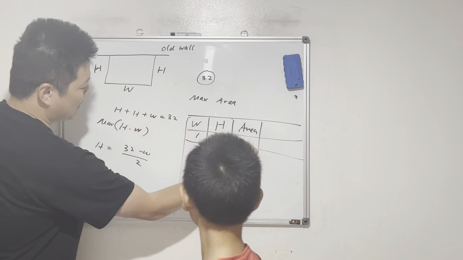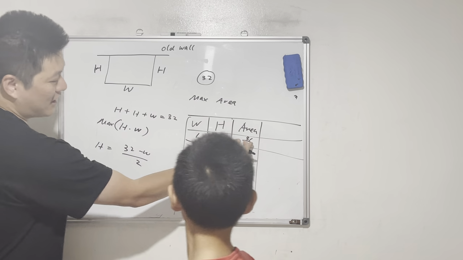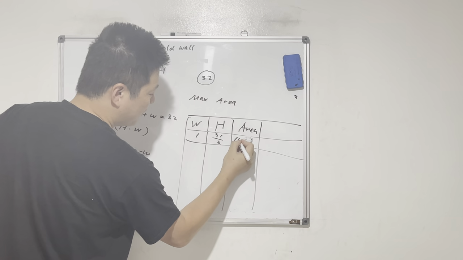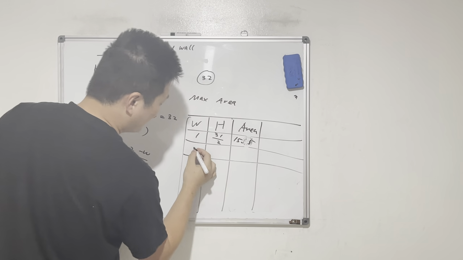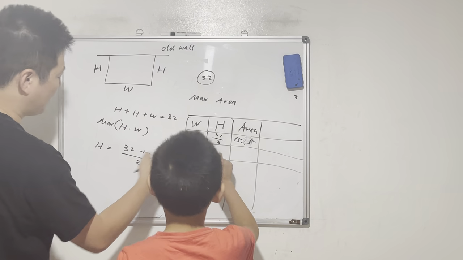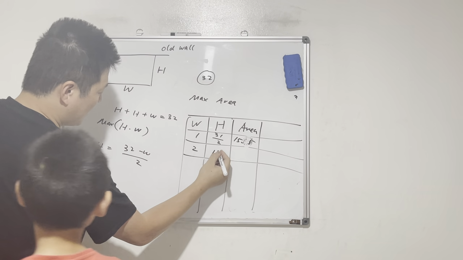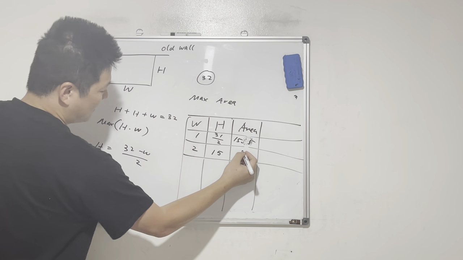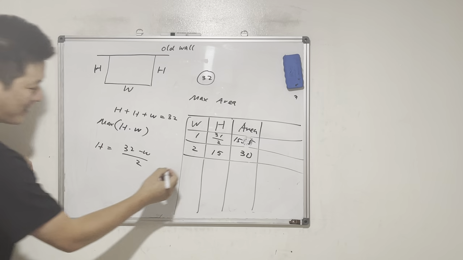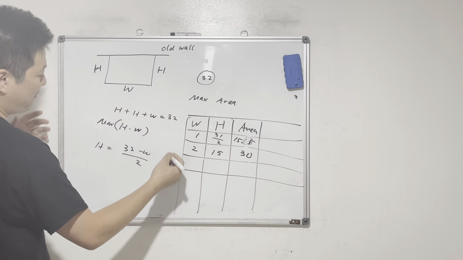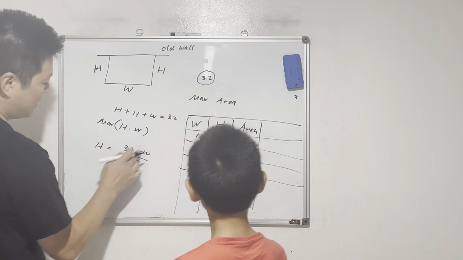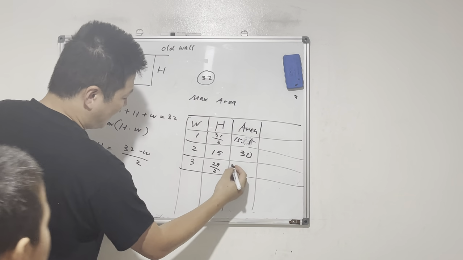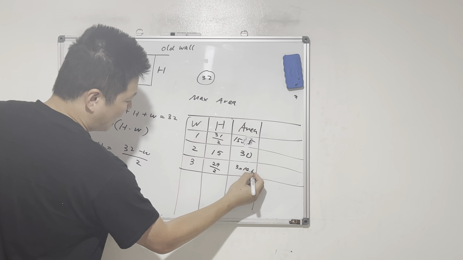W times H would be 15.5, so we can write it as 15.5. Let's try two. Let's brute force it. H is 15, and the area is 30. Then we keep going. 29 divided by 2, so 3 times 14.5, so it's bigger.